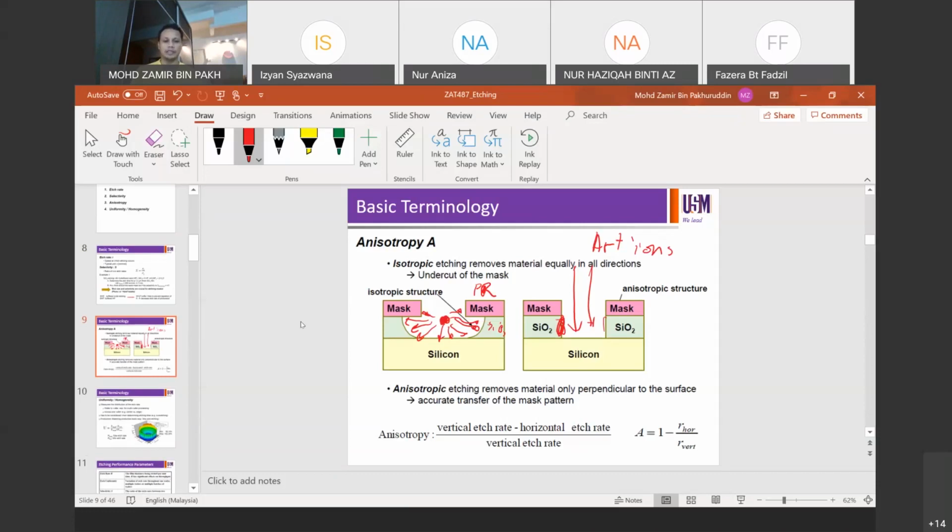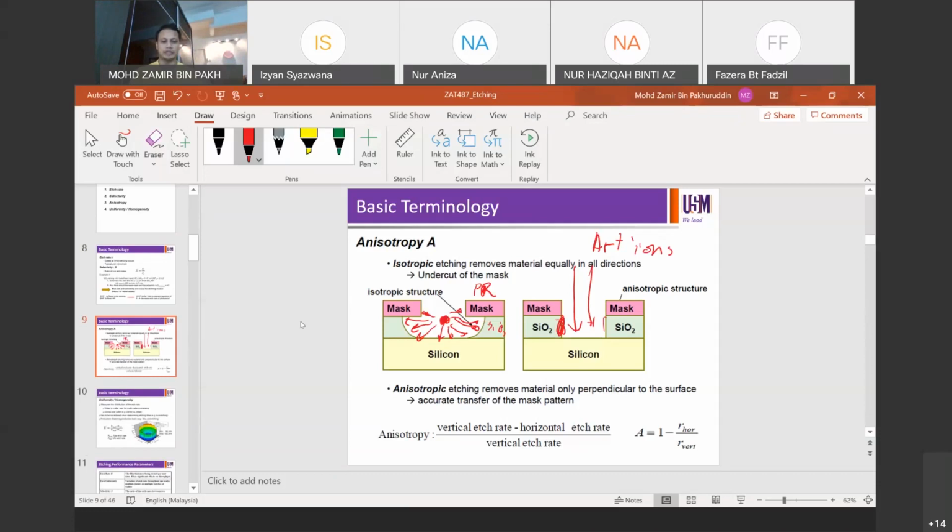So anisotropic etching removes material only perpendicular to the surface, for accurate transfer of the mask pattern. If we are talking about the accurate transfer of the mask, the resist that you have printed after the CD process, then you need to use anisotropic etching for the process.